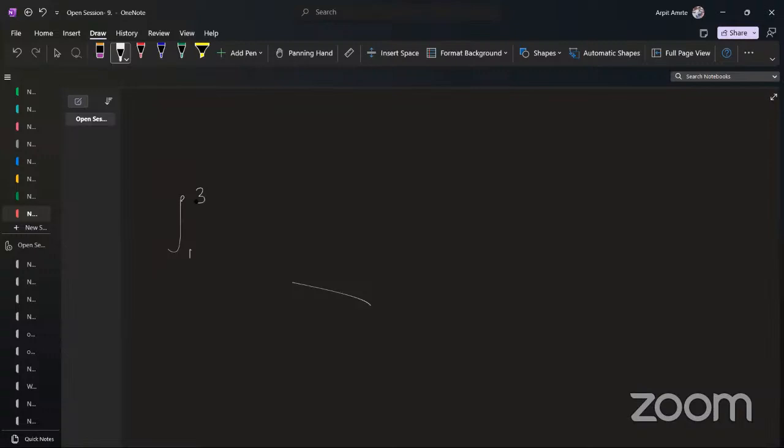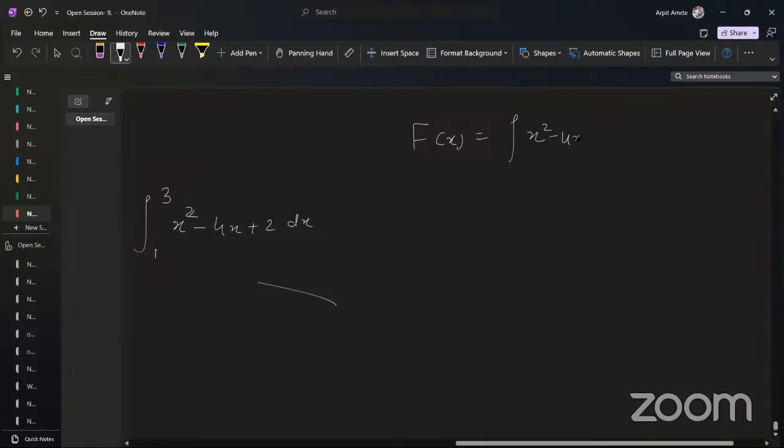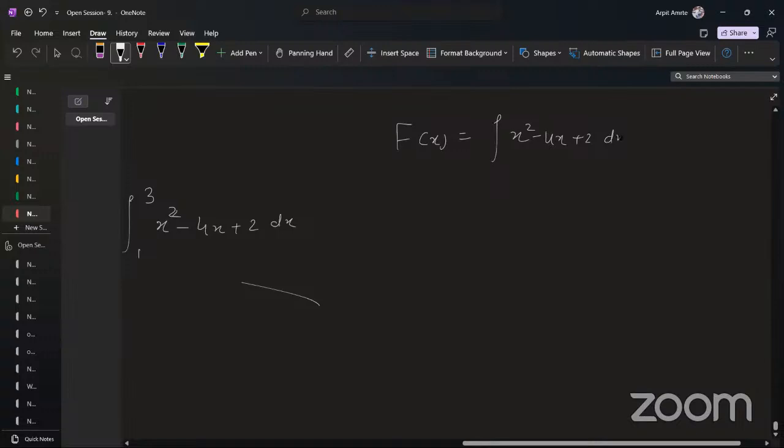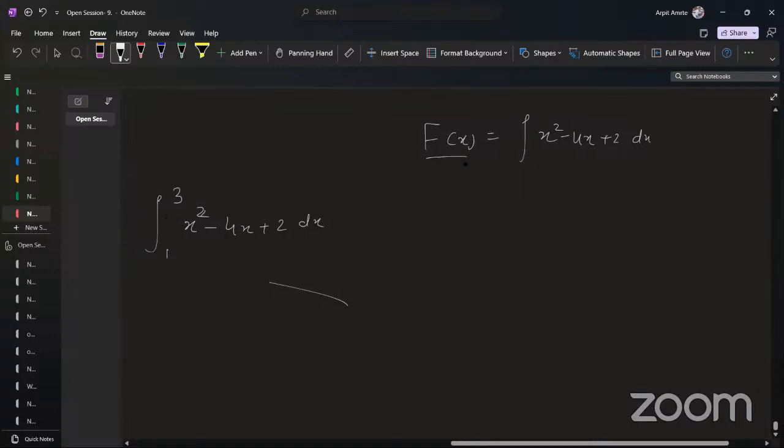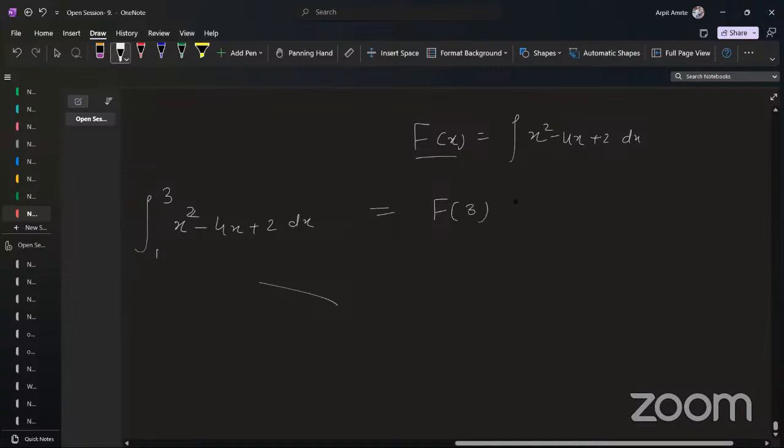Integration over 1 to 3 of x square minus 4x plus 2. This is a definite integral. Before solving this, you first need to get F(x), which is the integration of x square minus 4x plus 2 dx. Once you have F(x), this integration will be F of 3 minus F of 1, so you can easily get it.